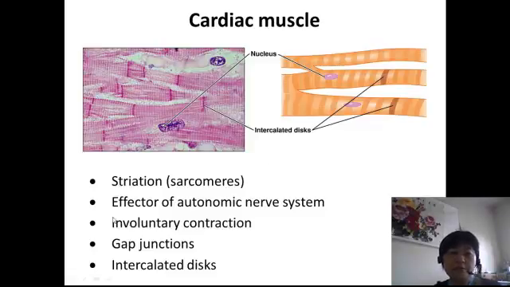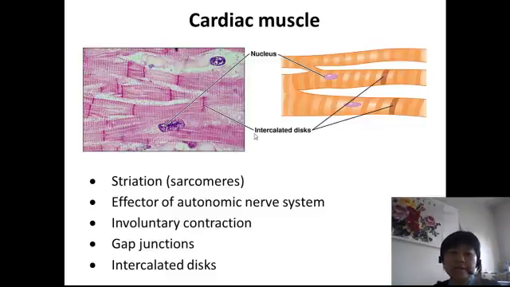For example, cardiac muscles are the effectors of the autonomic nervous system, and they produce involuntary contraction because you can't command when your heart is beating. In a way, you can modify it, but you cannot control it.